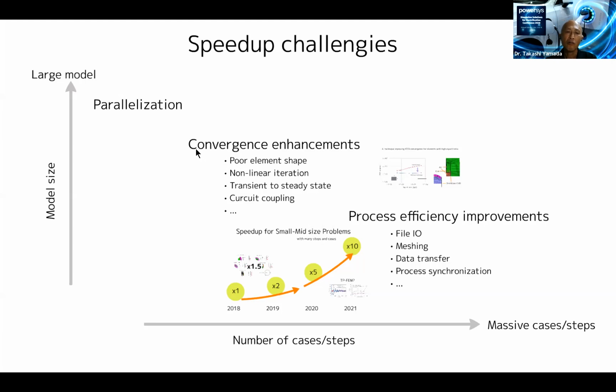As for convergence enhancement, probably you know that JMAG employs an iterative solver. Then the convergence performance is sometimes affected by many reasons. One is poor element shape or some very tough nonlinearity, or you need to solve transient steady state, get a steady state for a PWM type with many steps, those things. But we need to somehow deal with this tough situation. So we are now looking at some technology to improve this.